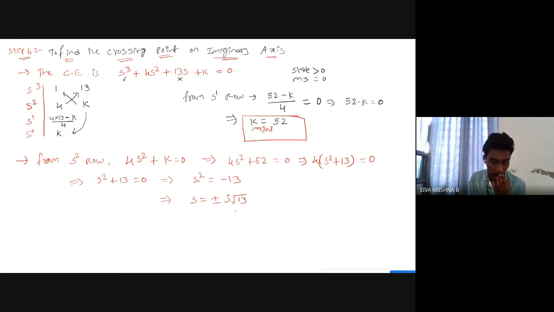Root 13 value is 3.6. So this is the intersection point. The graph is going to cross. Okay. So next we will draw the graph and we will finish this.